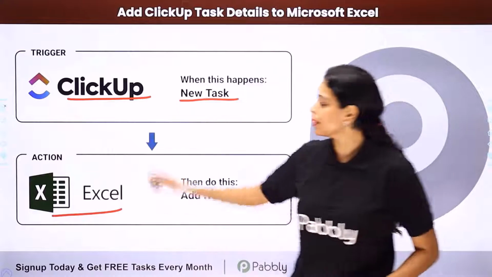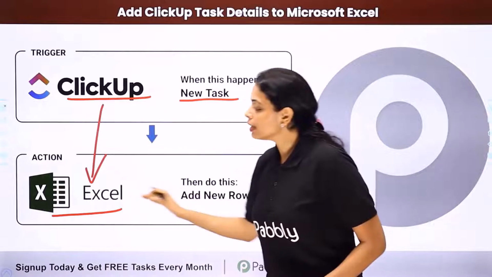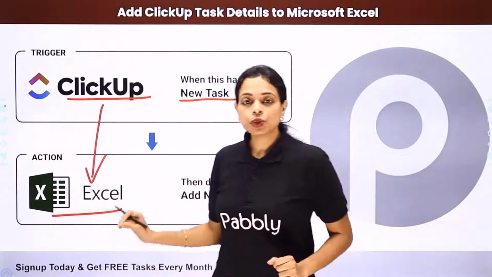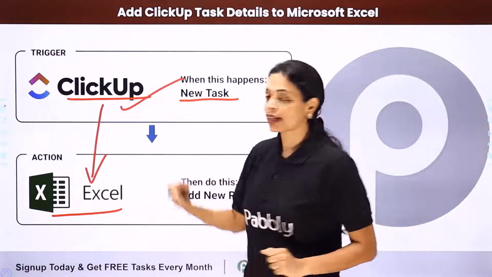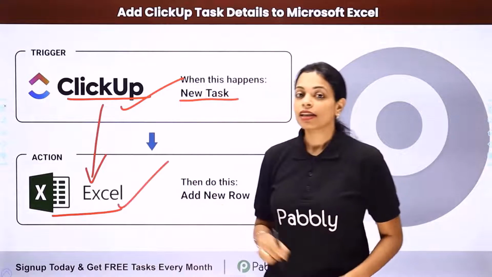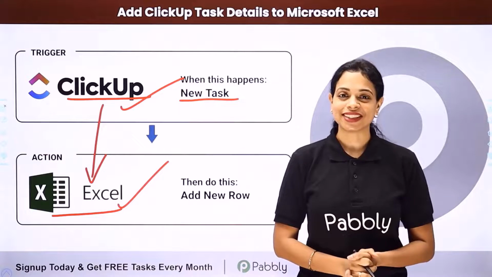Now how can you do this? By integrating these two applications in such a way that this entire process can get automated. You can do this using Pabbly Connect software, where your trigger application would be ClickUp and your action application would be Microsoft Excel. Now how can you do this yourself? To understand that, let me take you to my screen.